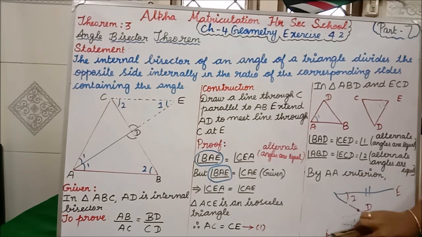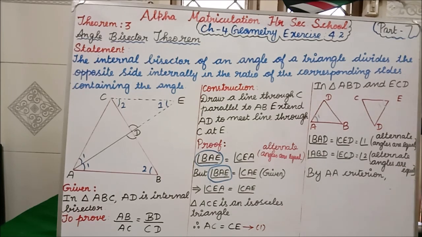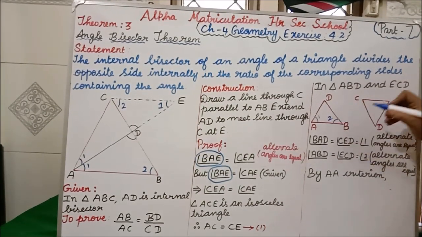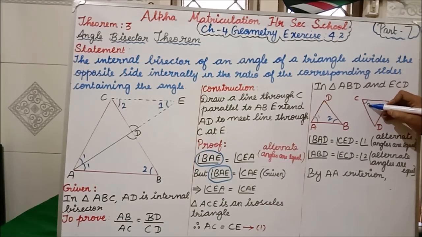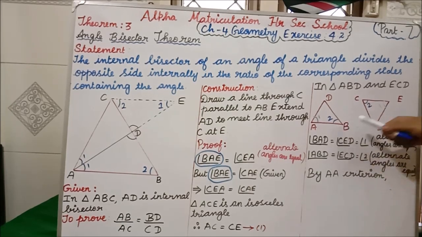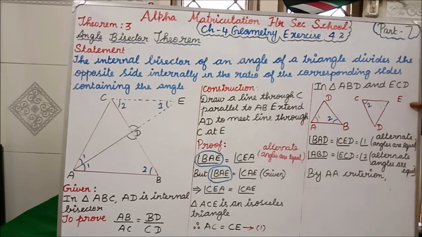Now what have we proved? By the AA criterion, we have proved that angle B is equal to angle C. So now I am marking here angle 2, which is equal to angle C. We have proved angle B is equal to angle C, isn't it? So here angle B is 2, meaning angle C should also be 2. Here we have proved angle A is equal to angle E. Then we have proved angle B is equal to angle C. So we can say by what criterion? In similarity we have seen 3 criteria, isn't it? What are the 3 criteria?